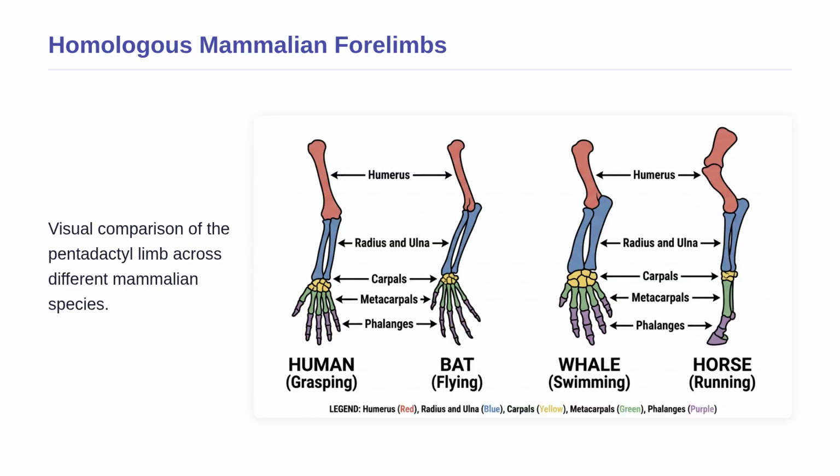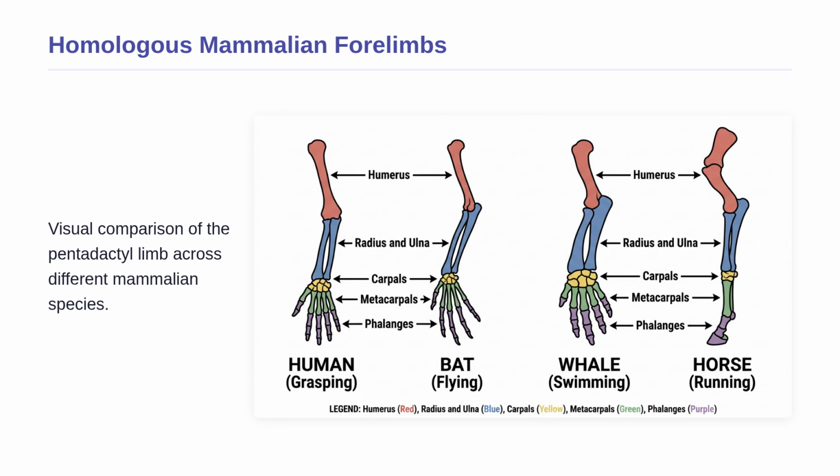To visualize everything we have discussed, let us look at this comparative diagram of homologous mammalian forelimbs. On the screen, you see 4 different limbs: a human arm for grasping, a bat wing for flying, a whale flipper for swimming, and a horse leg for running. Notice how the underlying blueprint is identical across all 4.